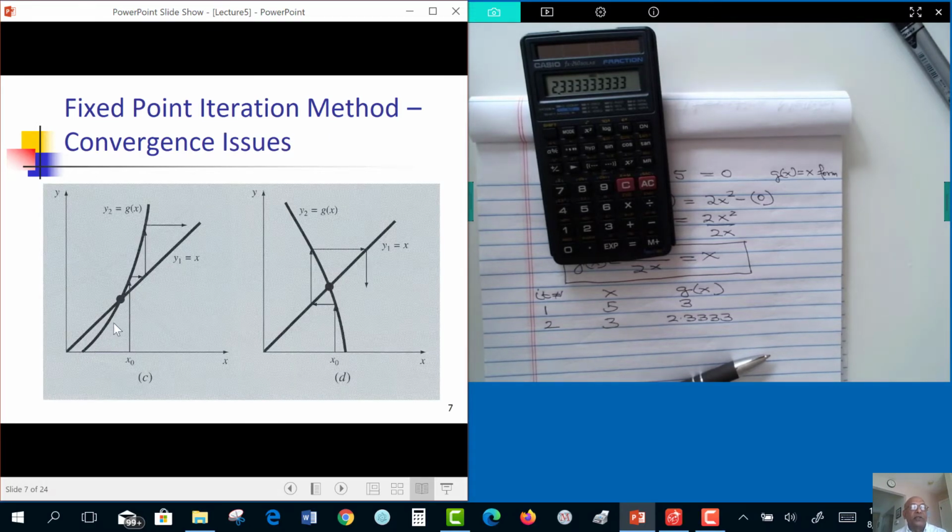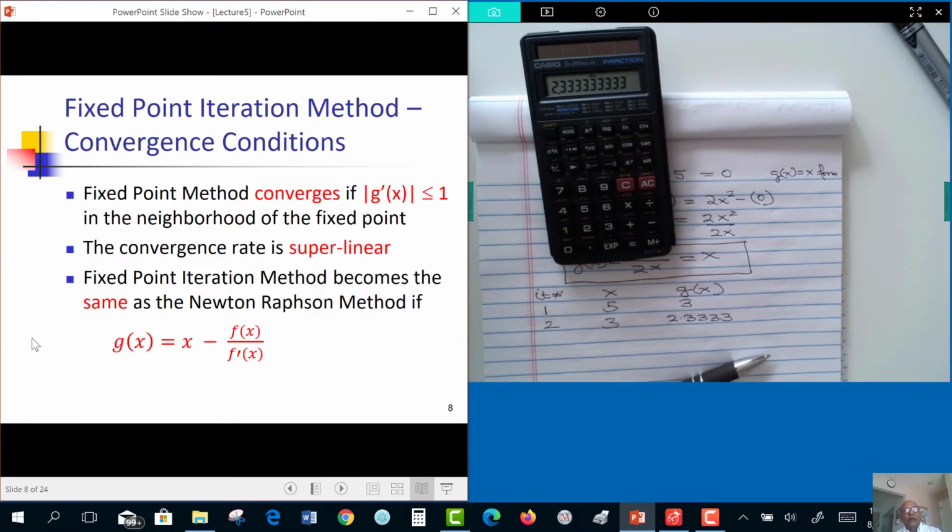And you can see this is what was happening here. Here you can see the slope was greater than the 45-degree line. Here negative slope, but you can see the angle is more than 45 degrees. So since this angle is more than 45 degrees, we are diverging away. Now it turns out, the convergence rate is superlinear.